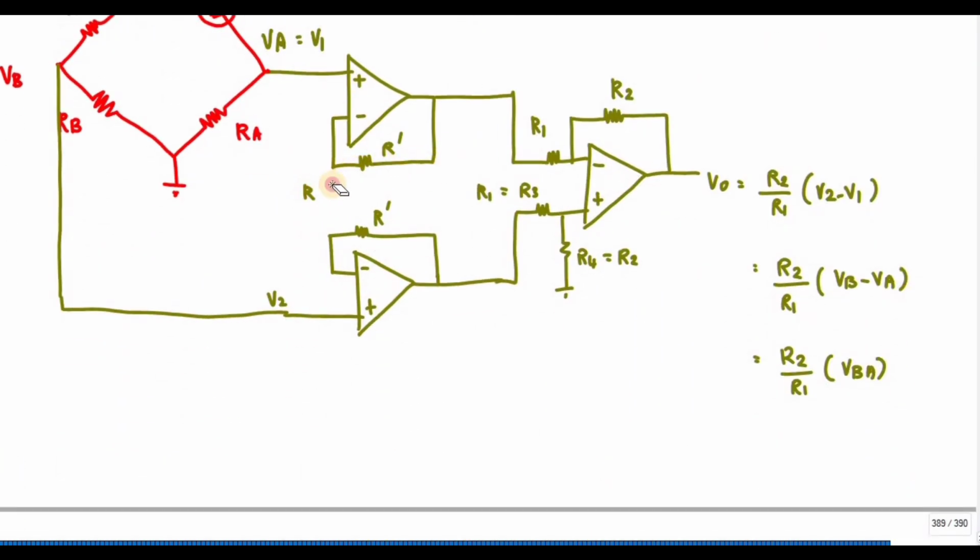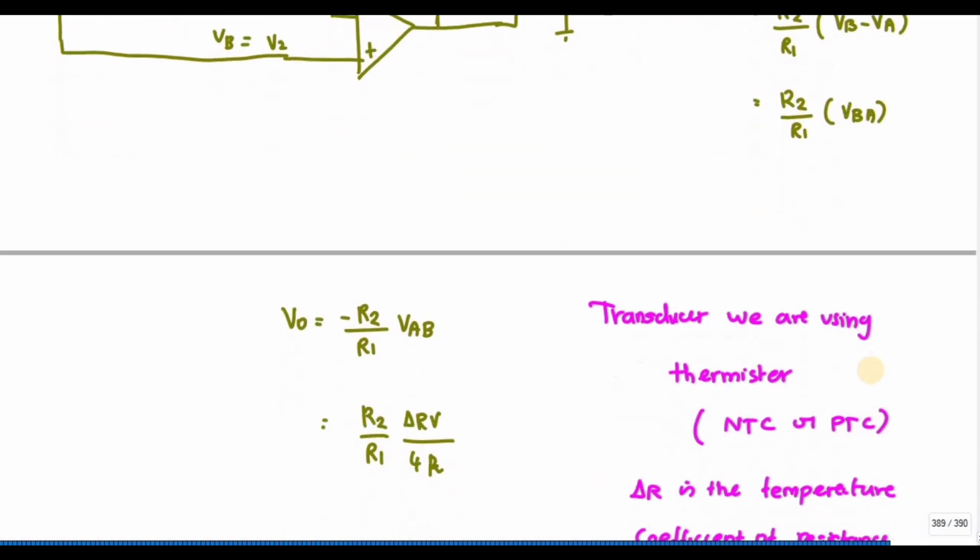What I'm going to do is remove this resistance, and instead of V1 I'm going to substitute VA, and instead of V2 I'm going to substitute VB. If I substitute, I will get R2 divided by R1 into VB minus VA. VB minus VA is VBA, right? So I can write V naught is equal to minus R2 divided by R1 into VAB, and VAB is nothing but plus or minus del R V divided by 4R, right? So this is my output.